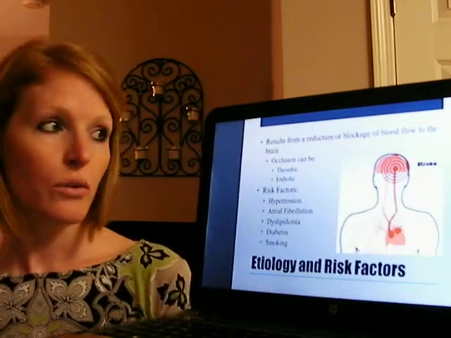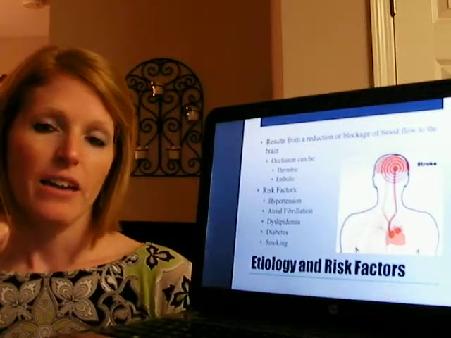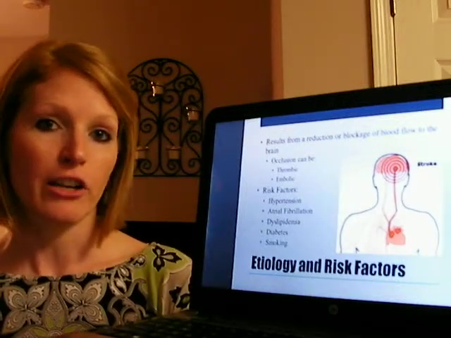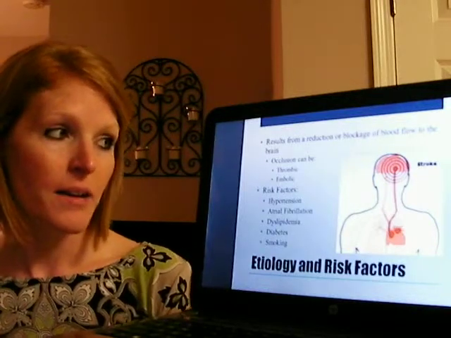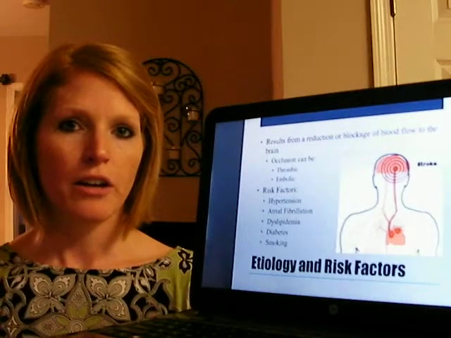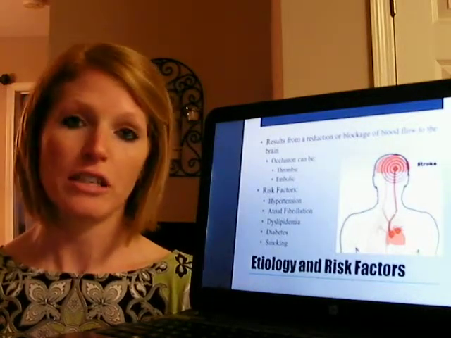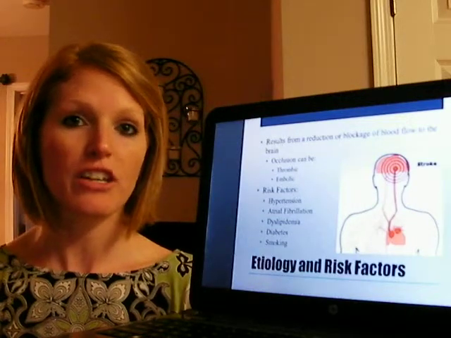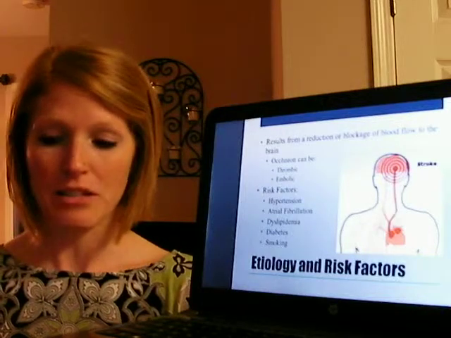Ischemic stroke results from a reduction or blockage of blood flow to the brain. That reduction in blood flow can be caused by an occlusion, which can be divided up into a thrombotic event or an embolic one. A thrombotic event means it forms in the brain. So the vessels in the brain, usually it's atherosclerosis: plaque buildup, and it narrows, and eventually no blood is getting through. And then you get ischemia to that area.